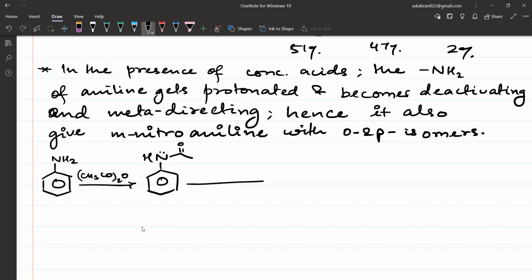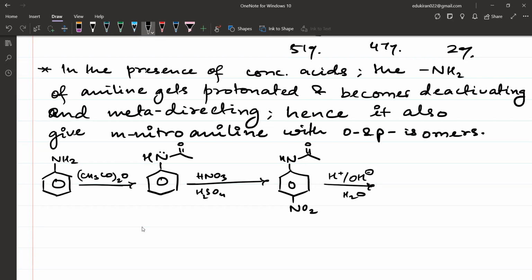And after that you have HNO3, H2SO4, we'll get nitrogen, hydrogen, C double bond O CH3, and the NO2 in the para position. Again, the ortho position is sterically hindered, and after that you can just have H plus or OH negative in the presence of water. In aqueous condition, you will get the NH2 group back.